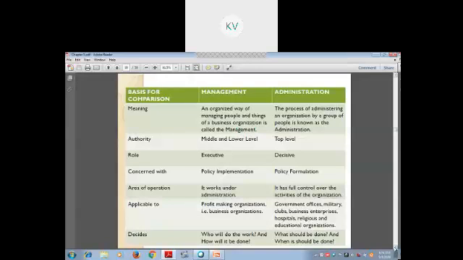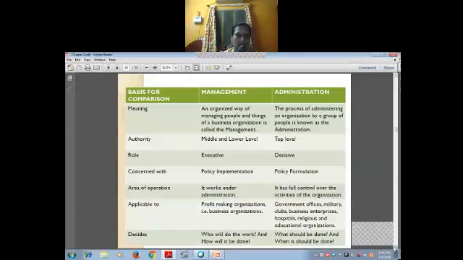The process of administrating an organization by a group of people is known as administration. Okay, whatever process is there, they will say on. Here middle and lower level, there top level. Here executive, there decision. So whatever decision they are taking, the management will execute. And then policy implementation, policy formulation. It works under administration, it has full control over the activities of the organization. Profit making organization, that is business organization. Here government offices, military, clubs, business enterprises, hospitals, religious and educational organizations. Who will do the work and how it will be done, what should be done and when it should be done, that they will decide.